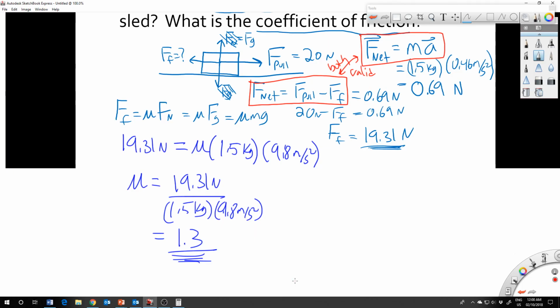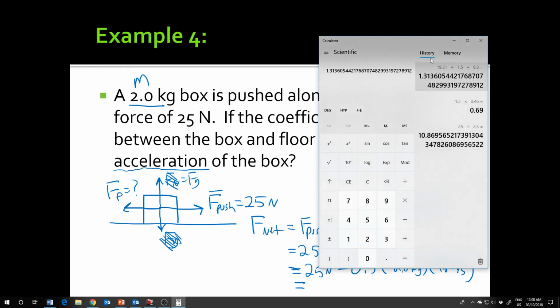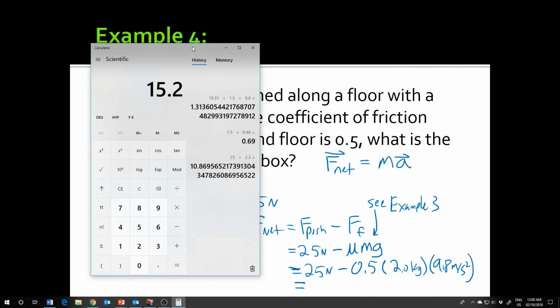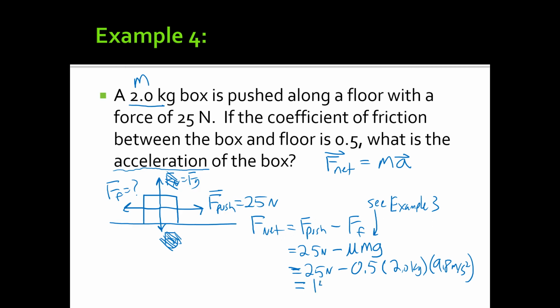Load the calculator. So 25 minus 0.5 times 2 times 9.8. There you go. So our net force ends up being 15.2 newtons.